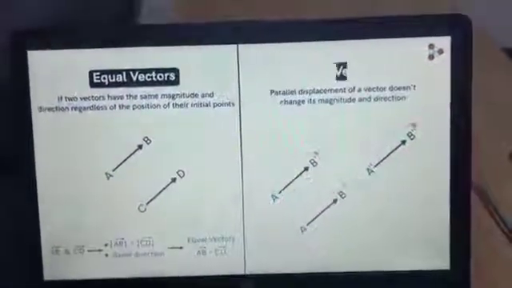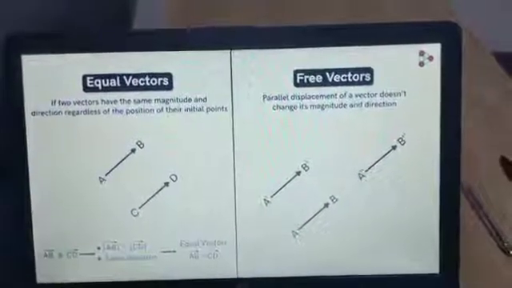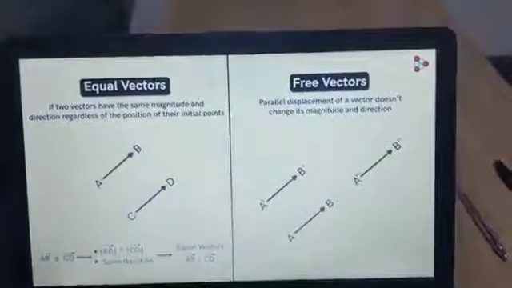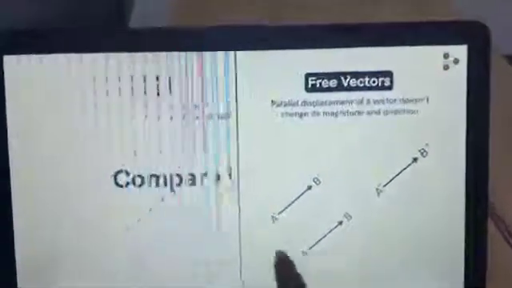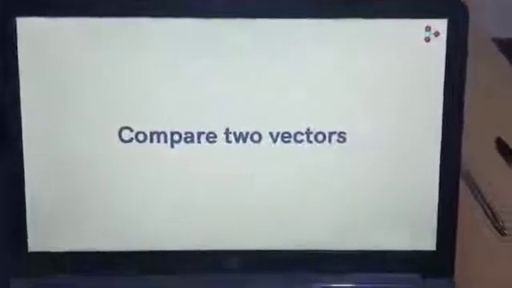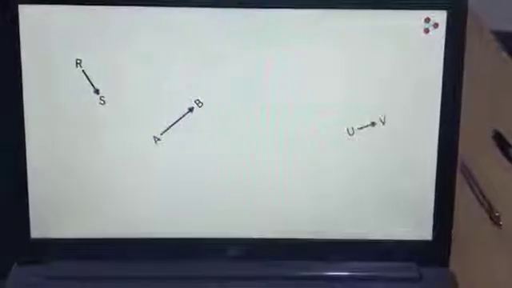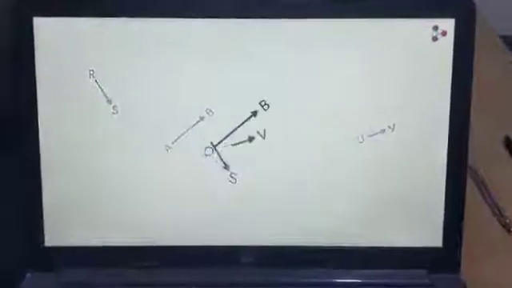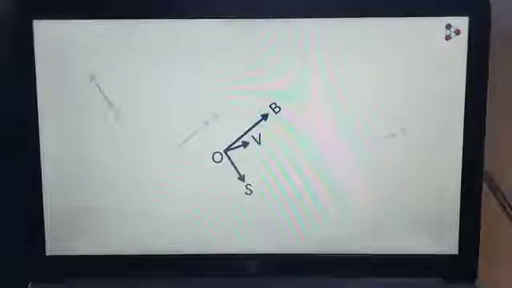You see here, parallel displacement of a vector doesn't change its magnitude and direction. If they are parallel, there is no change in direction and magnitude. You can see here AB, A prime B prime, and A double prime B double prime. Compare two vectors now here. You see here, we can connect these vectors.